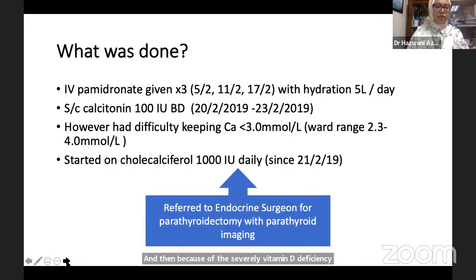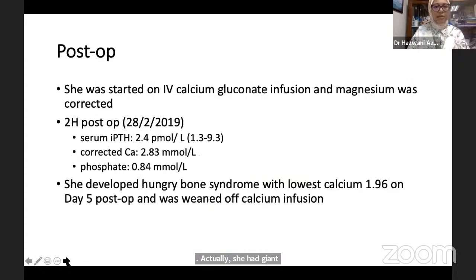Then the patient was referred to the endocrine surgeon for parathyroidectomy after parathyroid imaging. Actually, she had a giant parathyroid adenoma, so that's why we could palpate the neck mass. Post surgery, she developed, as expected, quite bad hungry bone syndrome. But after that, she was discharged well.